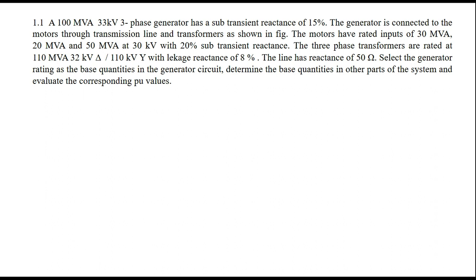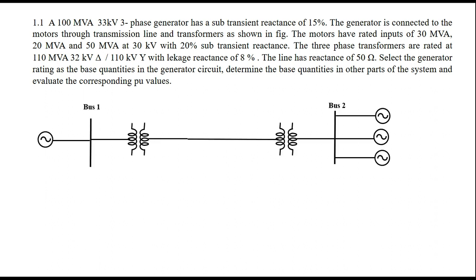This is how the circuit looks. That is a generator which is connected to 3 motors, 1, 2, 3, through a transmission line here, and the 2 transformers here.